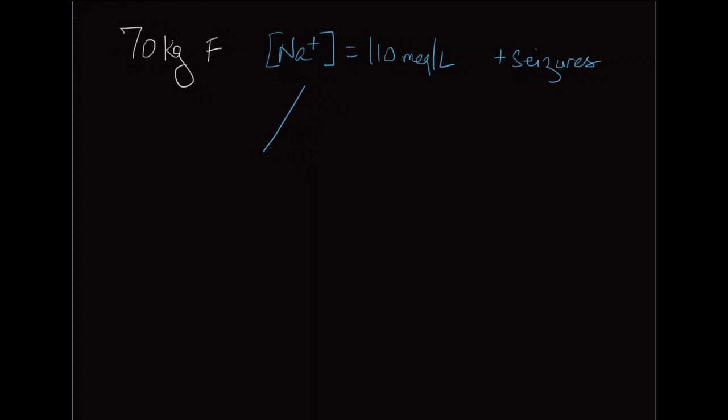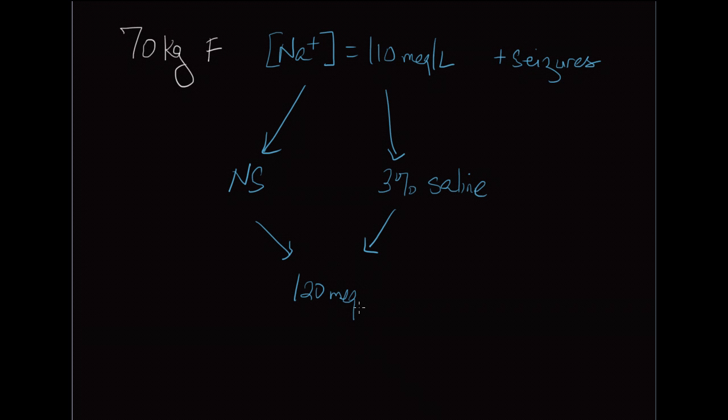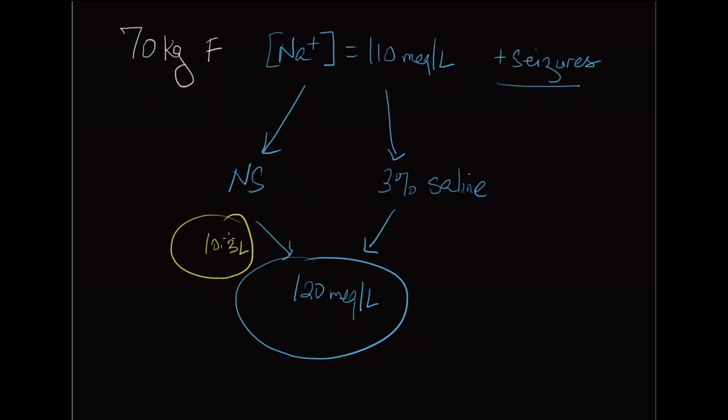We've got two choices. We can either use normal saline, which we did in the previous lesson, or we can use 3% saline. And our target, regardless of what method we use, is to get to a concentration of sodium of 120 milliequivalents per liter, because we feel that at this level she'll stop having seizures. Now, we calculated for normal saline in the previous example that the patient would need approximately 10.3 liters. And now we want to know how much 3% saline the patient would need.